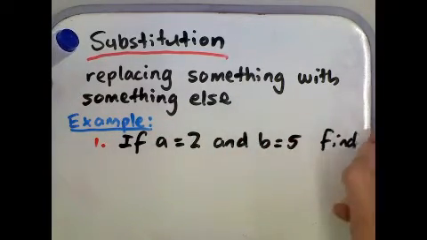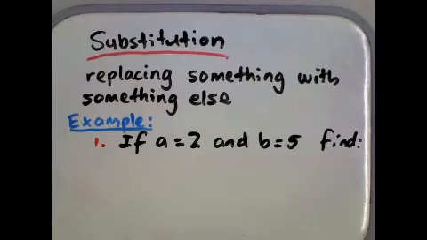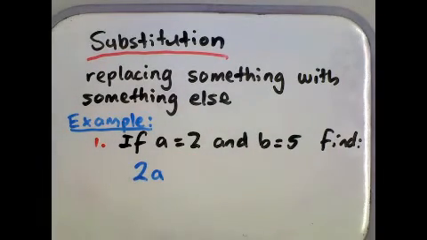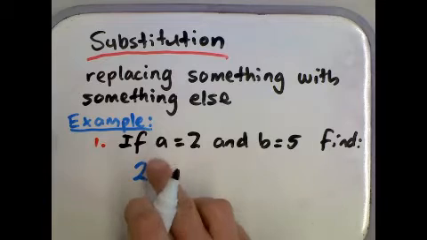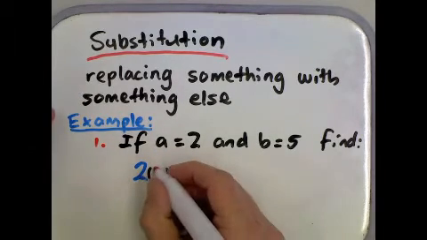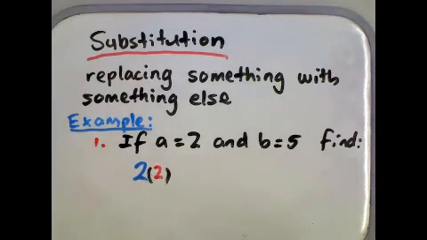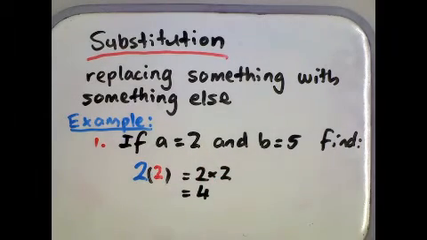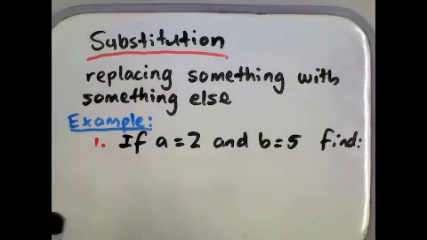If we've got a equals 2 and b equals 5, we generally ask a question such as find 2a, or what we want to do there is simplify 2a by replacing the a value with the 2. So let's put the 2 in there. Now what we need to recognise is that 2a means 2 times a, which means we've got 2 times 2, which is 4.